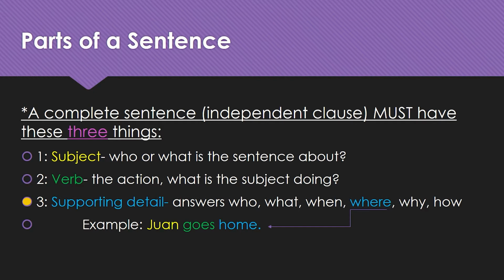So in this example, Juan goes home, our subject is Juan, the verb is goes, and where is he going? Juan's going home. And so this supporting detail is answering the where. So where is he going? Home.